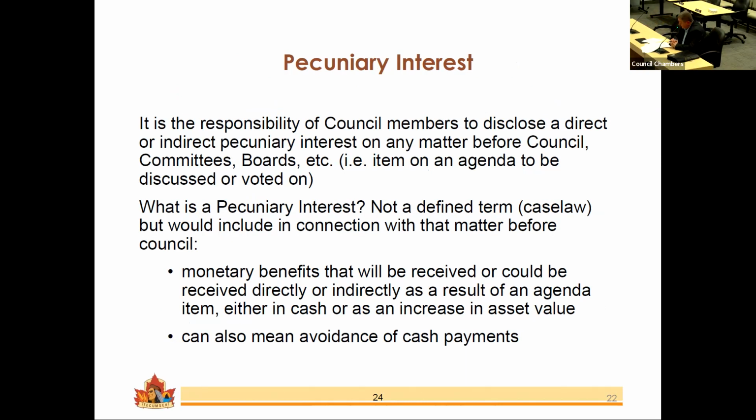Next slide, please. So a pecuniary interest. What is it? It's technically not a defined term. It is the result of previous case law, but certainly it would include, in connection with that matter that's before council, monetary benefits that will be received or could be received directly or indirectly as a result of that agenda item. That could be cash, or some other value, maybe an increase in asset value related to that member's pecuniary interest.